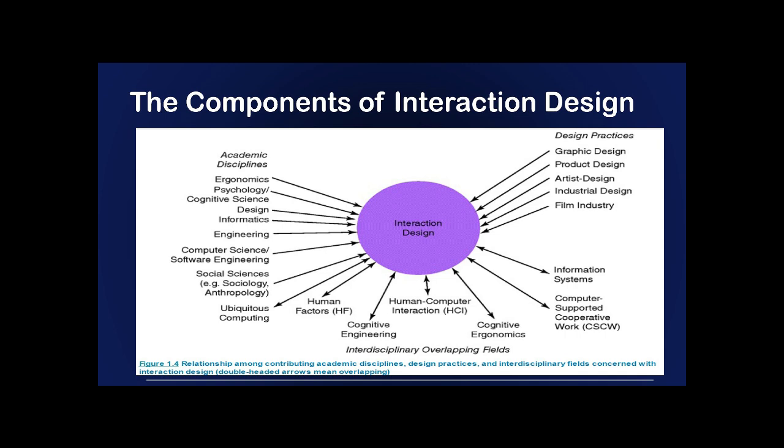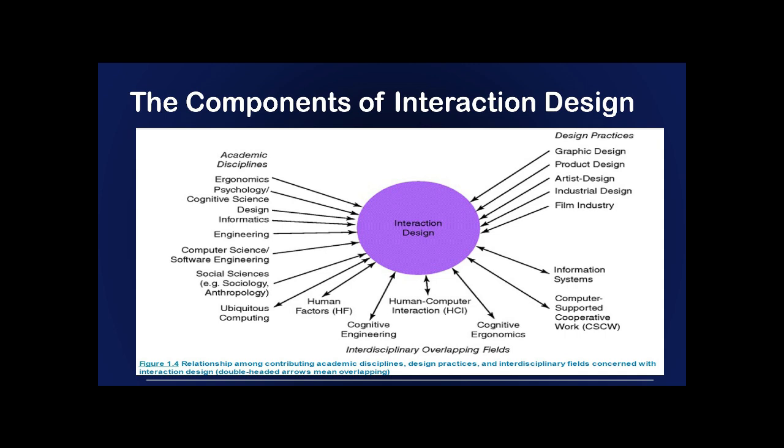Ubiquitous computing: designing interactions across multiple devices, for example, smart homes and IoT. Engineering and software development: building and implementing interaction designs into working applications. Example: AI and interaction design improve voice assistants like Siri and Alexa, while ubiquitous computing allows seamless interactions across devices, for example, syncing apps between smartphones and smartwatches.